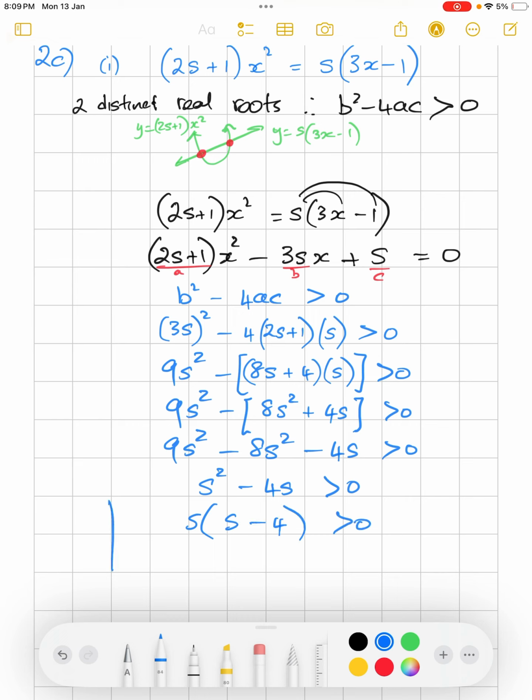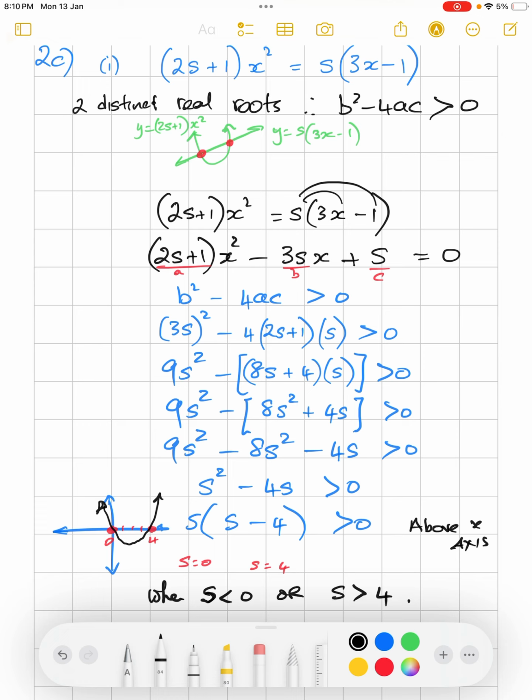It's like a quadratic, where the quadratic crosses at 0, where s is 0, s is 4, and it's a quadratic. And where is that quadratic above the x-axis? It's above the x-axis when s is less than 0 or when s is greater than 4. And that's part 1.